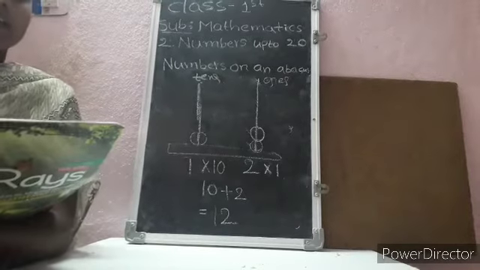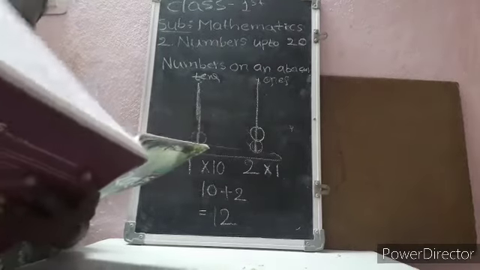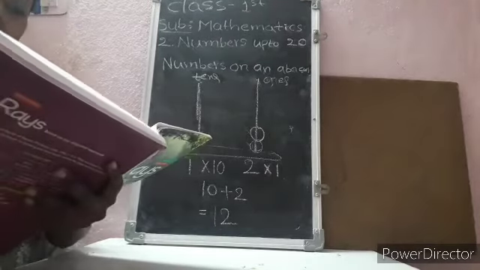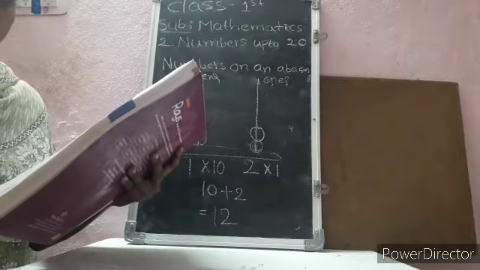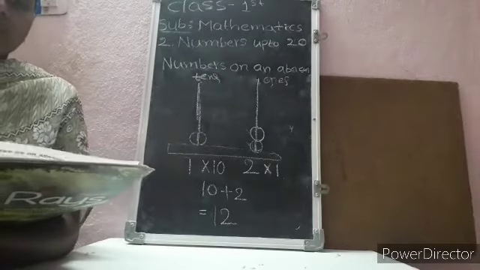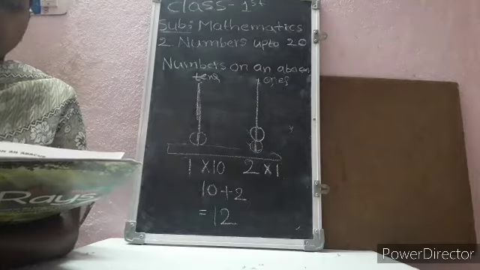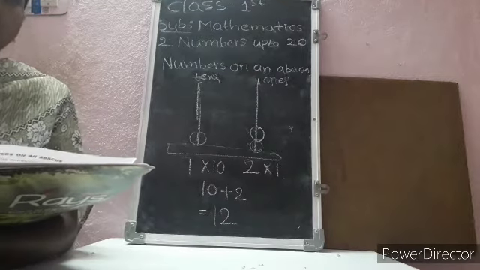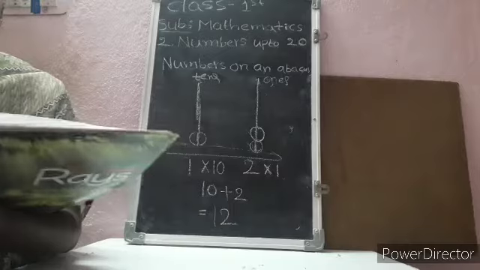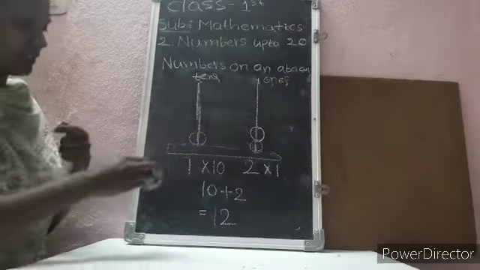Draw beads on the abacus for the given number. In the previous activity, we found the number which the abacus tool shows. Now we solve the reverse. A number is given, and we have to show it on the abacus tool. Let's see. Here one example is given.